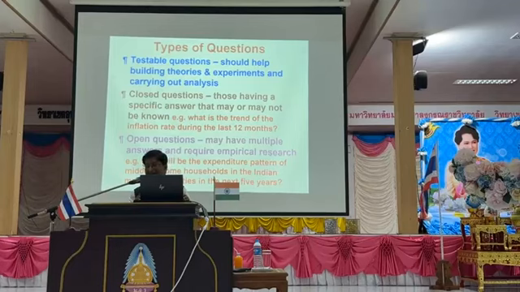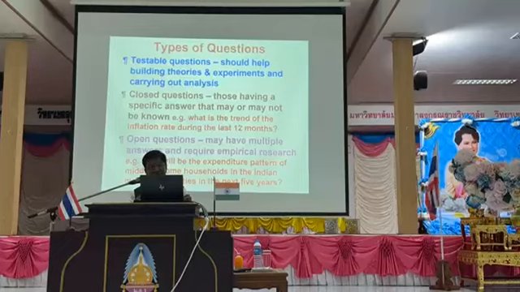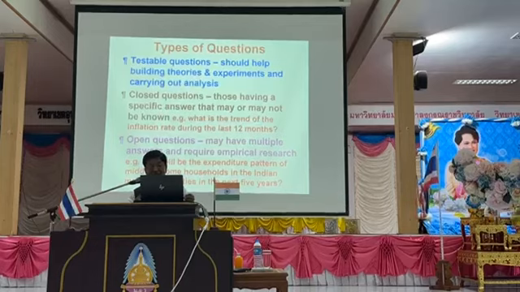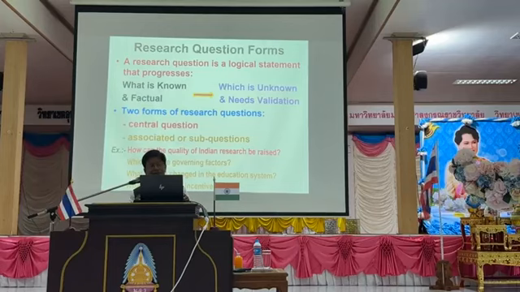The question must be tested with different causes also. So this table of questions should help to build it purely and experiment. And those questions don't have any specific answer that may or may not be known. And then there must be some open question. It may have a particular answer that requires empirical research. I have given that to open question. So what are the question forms?